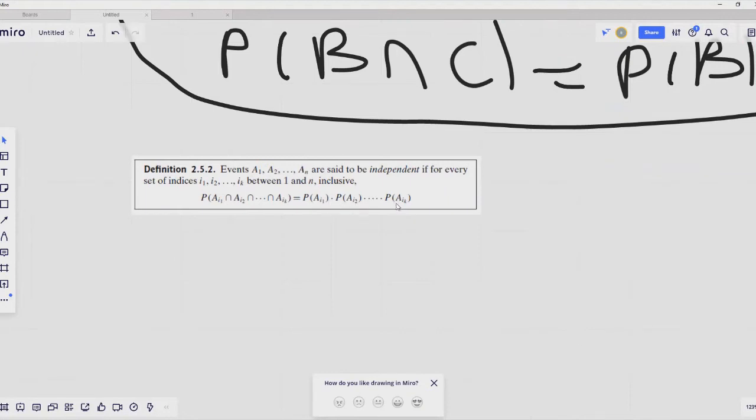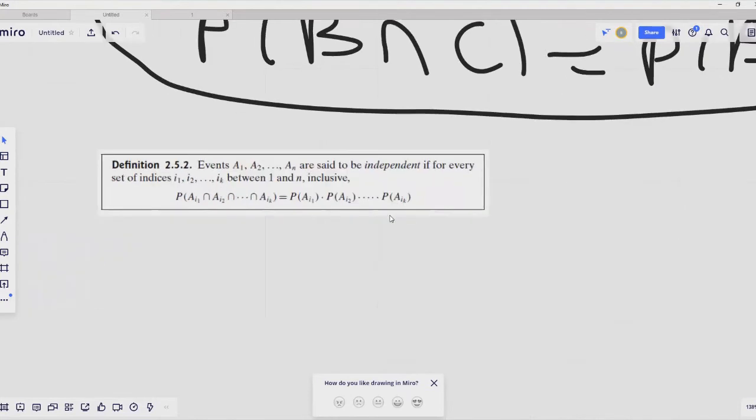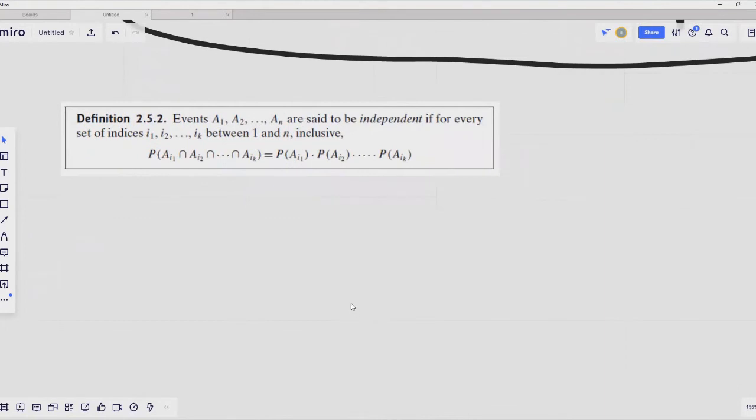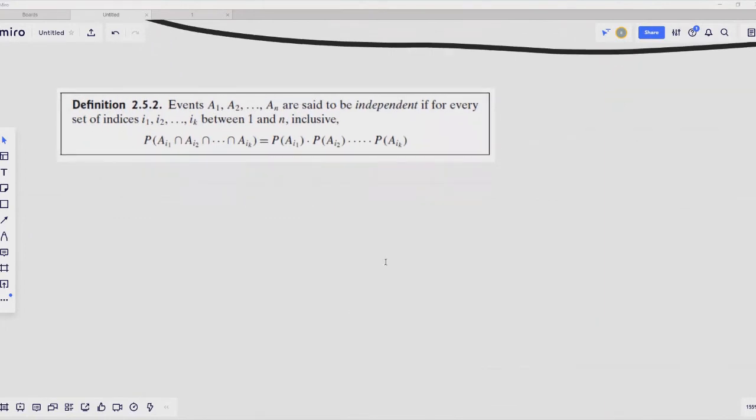So for instance, in the case when we are looking for independence of four events, we are going to require first that the probability of the intersection of all these four is equal to the product of individual probabilities, then the probability of the intersection of any three of those, then the probability of the intersection of any two of these is equal to the product of their individual probabilities. Now let's take a look at the following example.